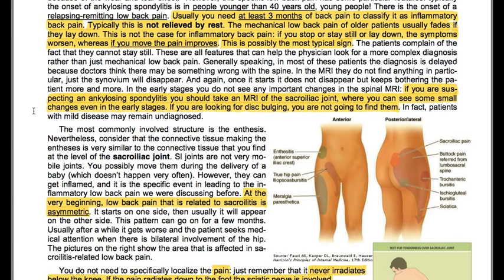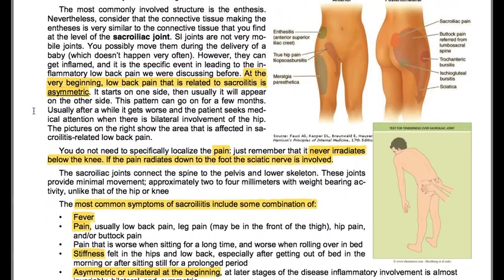If you are suspecting an ankylosing spondylitis, you should take an MRI of the sacroiliac joint, where you can see some small changes even in the early stages. If you are looking for disc bulging, you are not going to find them. In fact, patients with mild disease may remain undiagnosed. The most commonly involved structure is the enthesis.